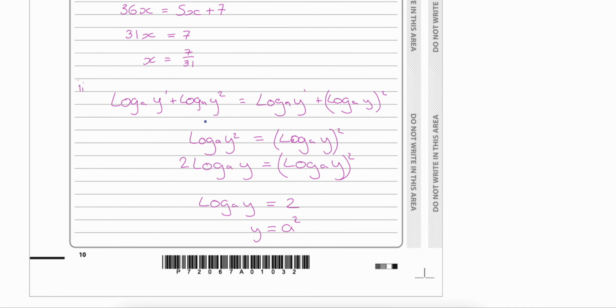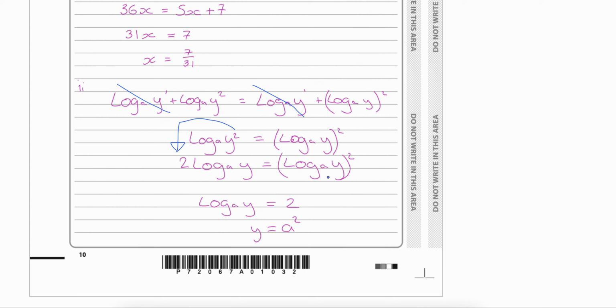So what do we do then? Well, we have a log a y to the 1 on both sides, so we can just subtract that. And you know this power here, because it's only on the y, not on the whole thing, we can write it as a coefficient. So 2 log a y is the same as log a y squared.